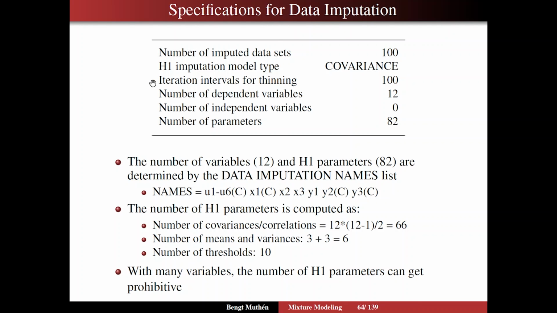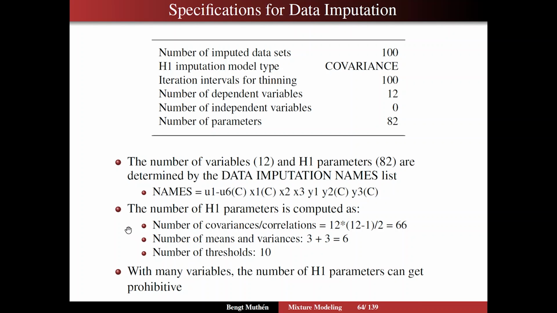We use thinning with 100, and we have 12 dependent variables, 12 variables altogether, and 82 number of parameters. So what does this mean? Well, first of all, the number of variables and the H1 parameters are determined by data imputation names list. So the names list here, we have 6 U variables, 3 X variables, and 3 Y variables. So 12 all in all. And then you can figure out the number of H1 parameters.